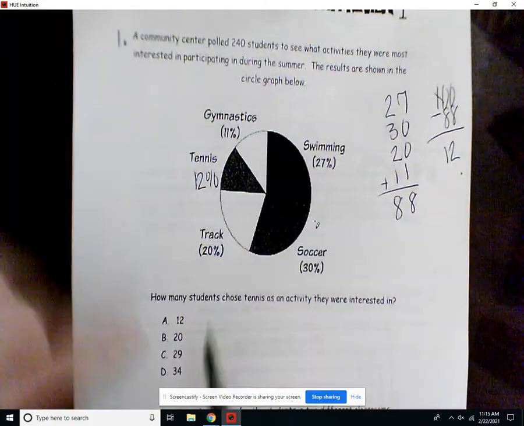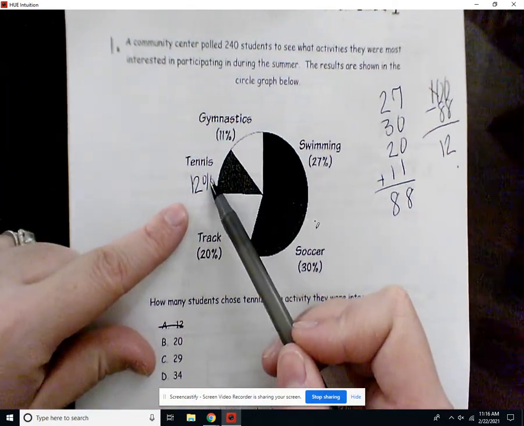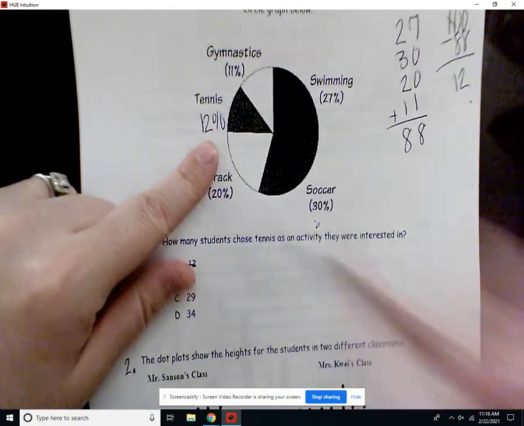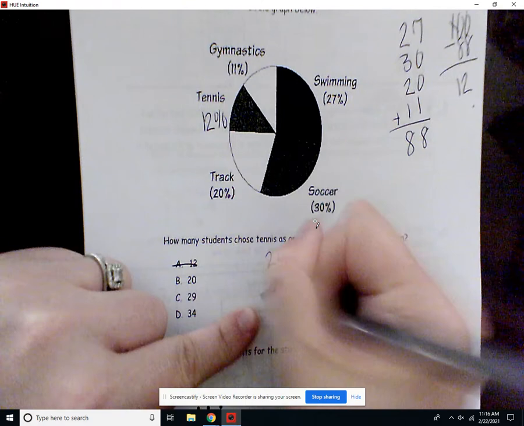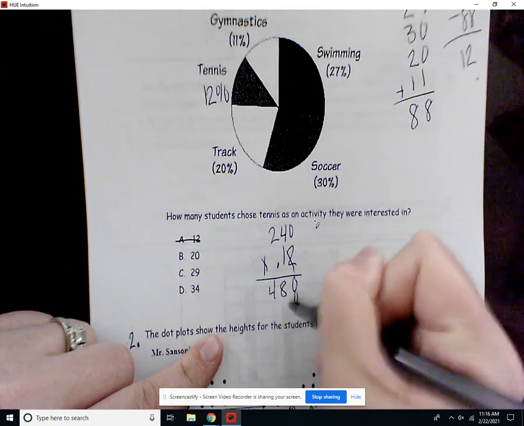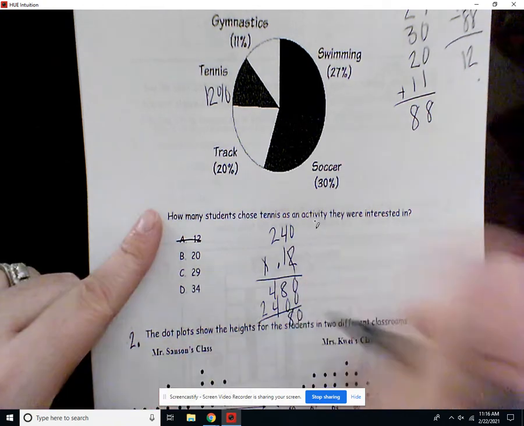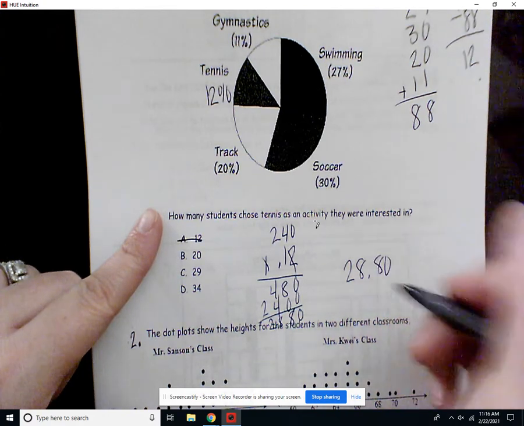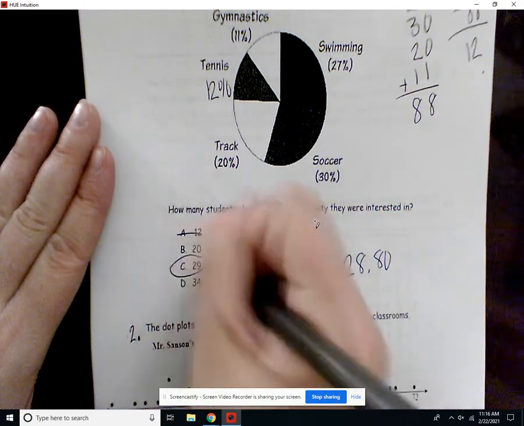If you notice tennis down here, there is an answer of A. That is wrong. These are not people, this is just a percentage. There's 240 people in all. Remember, when you see a percent, we change it to a decimal, and then we multiply. So 0.12 multiplied by the number of people, which is 240. We get 28.80. We can't have 0.80 of a person, so we do have to round up, and that's going to give us C.